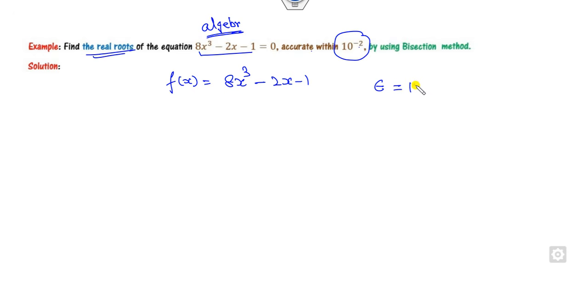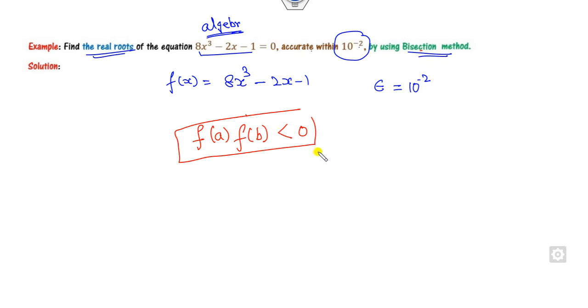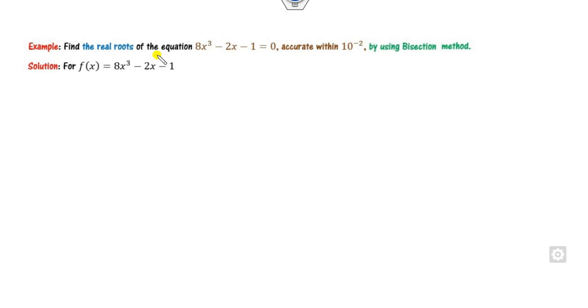This is my epsilon here. So how can you apply the bisection method? You first find the values of f of a and f of b such that f of a times f of b is less than 0. There is no interval given to you, so you can assume the interval on your own. For example, if I take f of 0, the value is negative, which is less than 0.